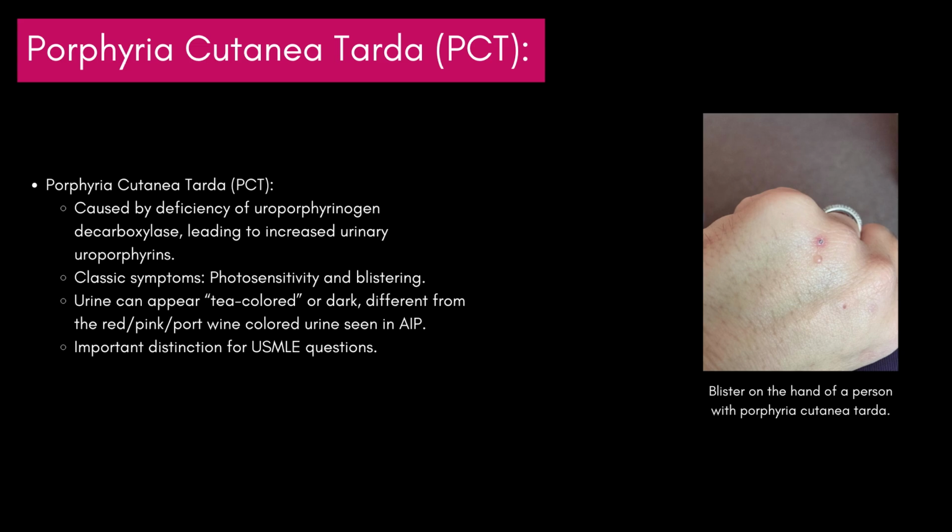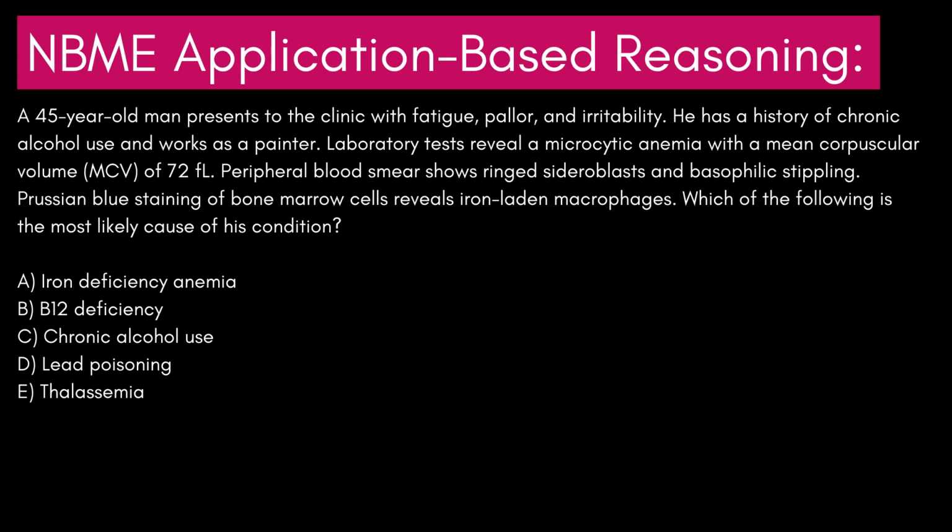a look at some questions to review the knowledge you have gained so far. A 45-year-old man presents to the clinic with fatigue, pallor, and irritability. He has a history of chronic alcohol use and works as a painter. Laboratory tests reveal a microcytic anemia with a mean corpuscular volume, MCV, of 72 femtoliters. Peripheral blood smear shows ringed sideroblasts and basophilic stippling. Prussian blue staining of bone marrow cells reveals iron-laden macrophages. Which of the following is the most likely cause of his condition?